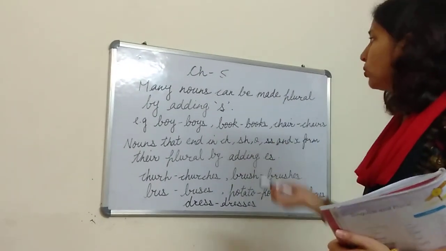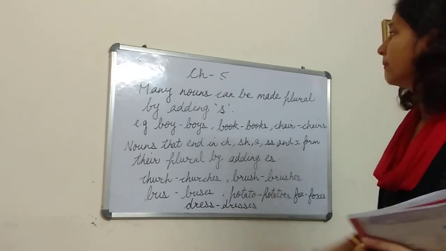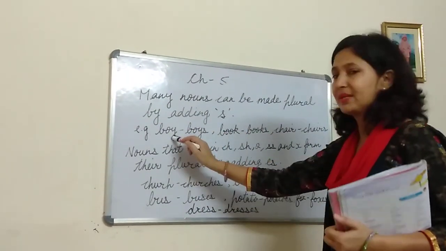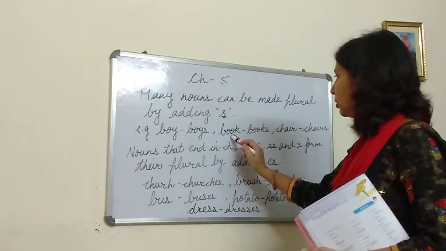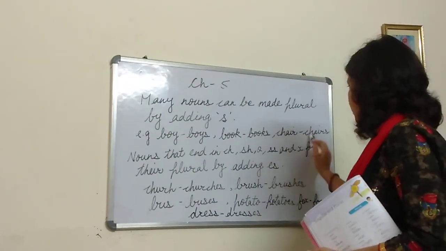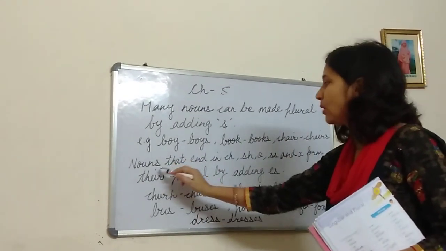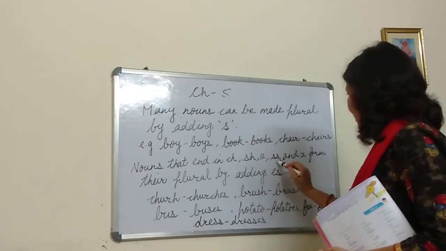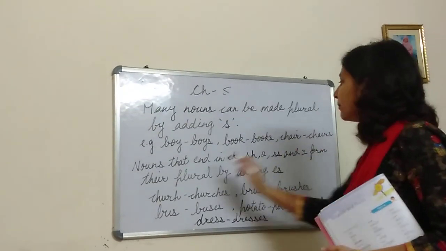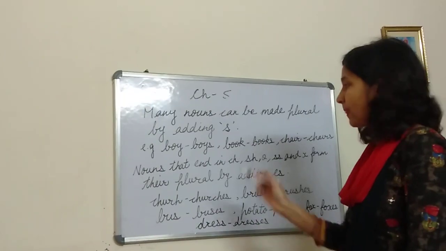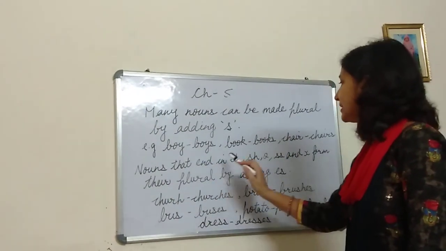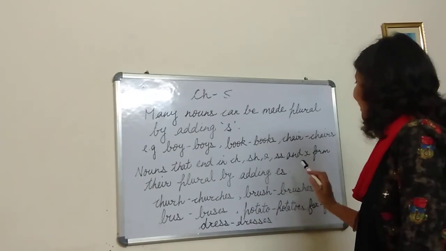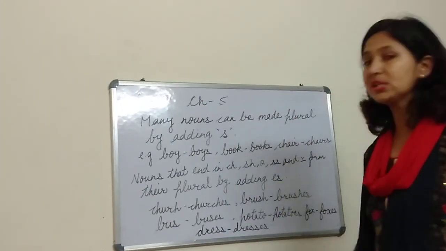Children, I have written some rules on the board how to make plural. Many nouns can be made plural by adding s. For example, boy, boys, book, books, chair, chairs. But nouns that end in ch, sh, o, double s and x form their plural by adding es. Again, nouns that end in ch, sh, o, double s and x form their plurals by adding es.